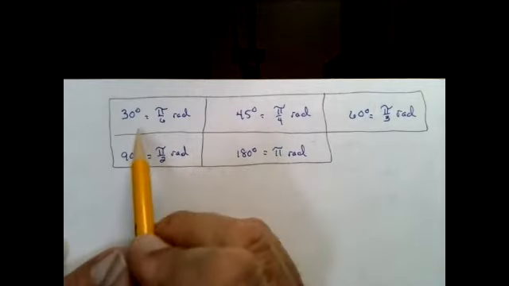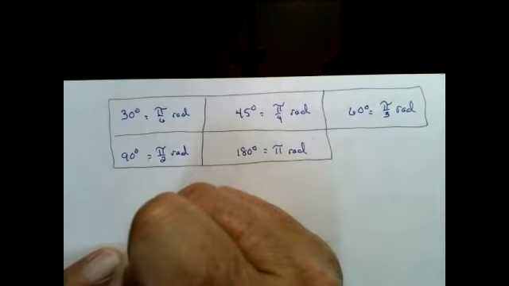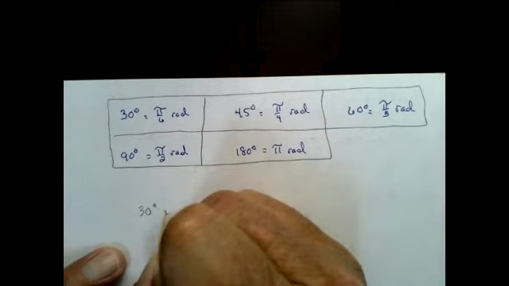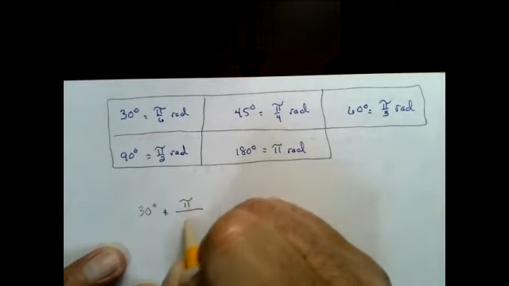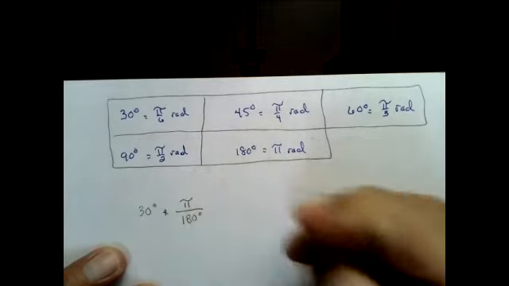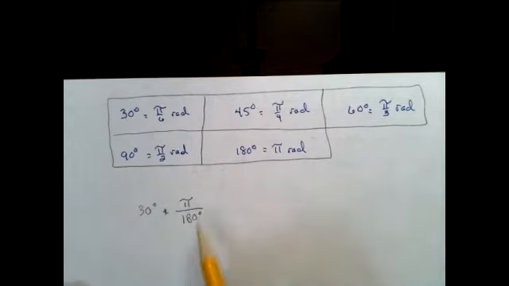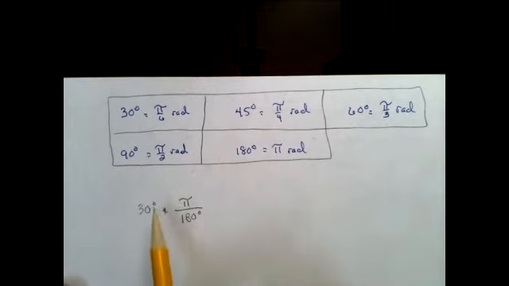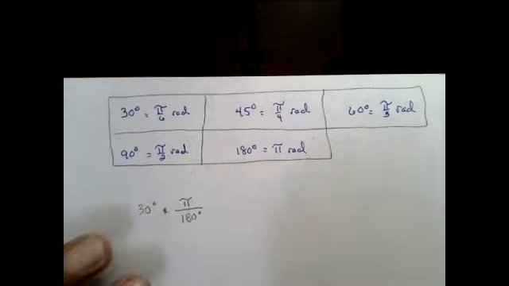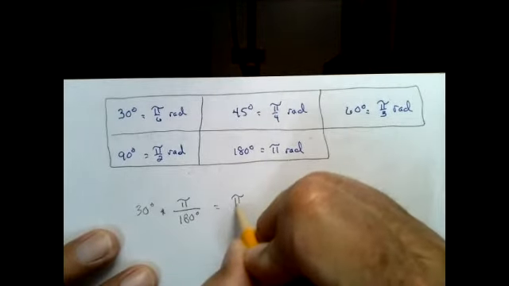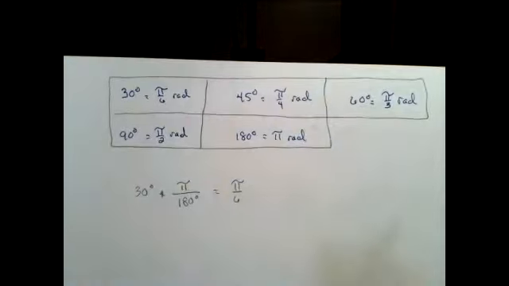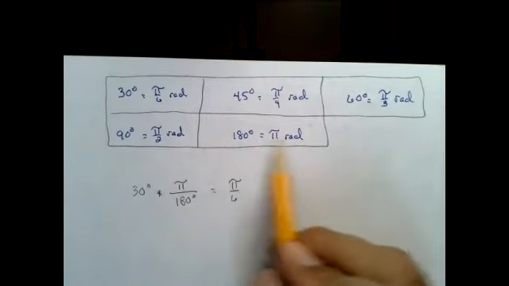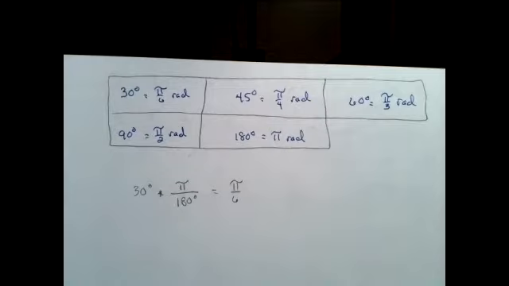And again, 30 degrees is pi over 6 radians. Why? I took 30 degrees times pi over 180. And again, I could have used 2 pi over 360. That doesn't matter. The degrees cancel. 30 and 180 cancel. It becomes pi over 6. And I could have done that to all of these. But this is a nice fact to have, because we can use that all the time.